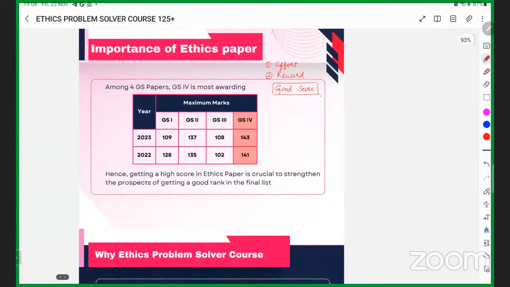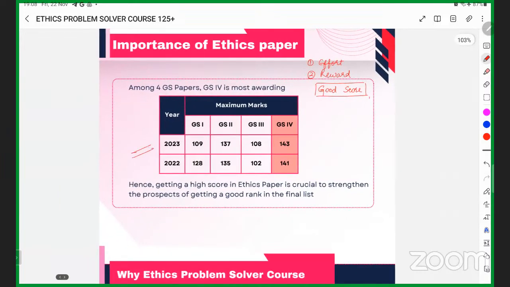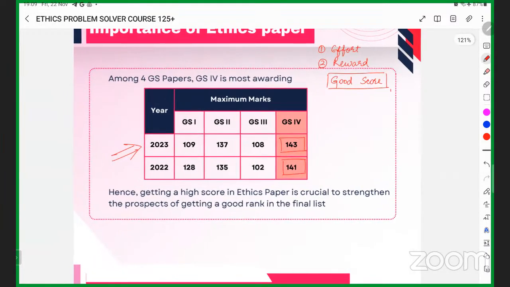The second thing is reward. This is the table that I've put here, which gives the comparative analysis of the maximum marks in the 4 GS papers in the last 2 years. The common thing in both these columns is that ethics has been the highest scorer in both the years. So, in case of ethics, I think it is very safe to say that the reward to effort ratio is maximum. Effort required is less, and the reward is high. So getting a good score here is important.